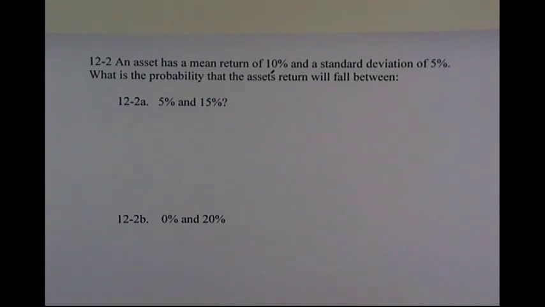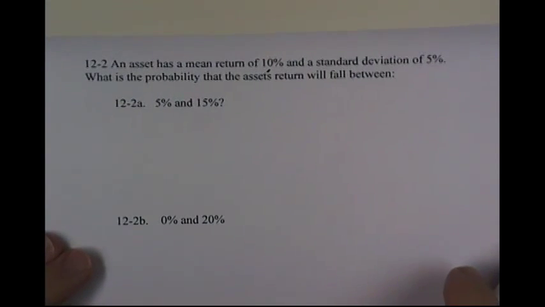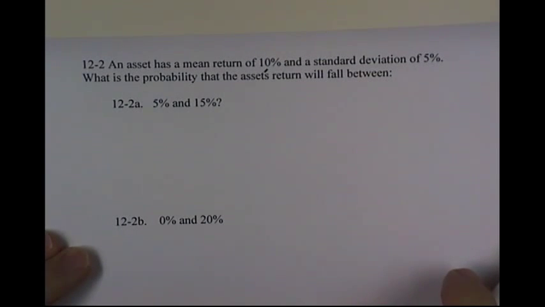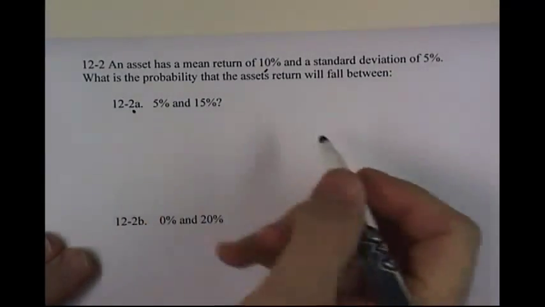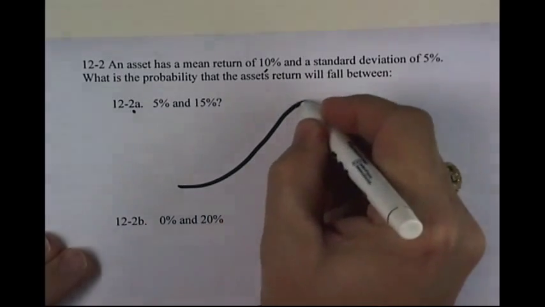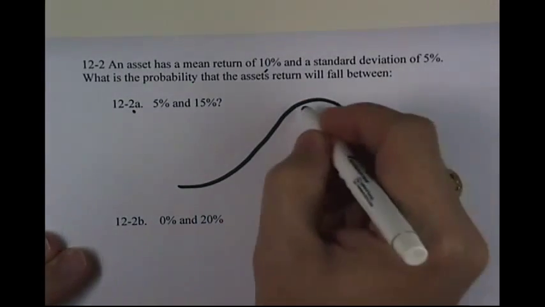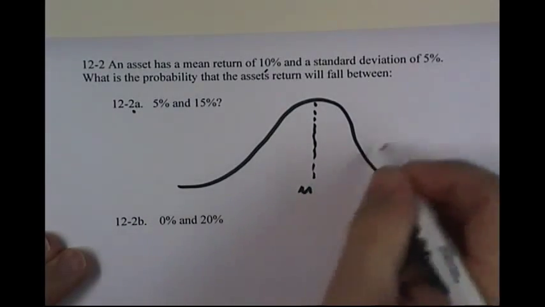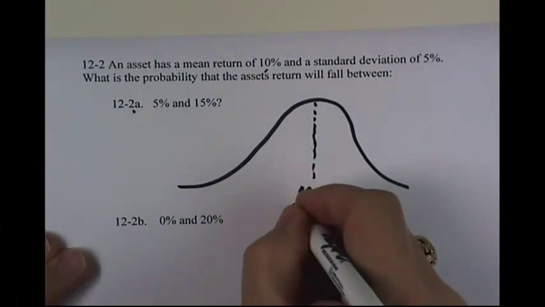In problem 12.2, it says an asset has a mean return of 10% and a standard deviation of 5%. What is the probability that the asset's return will fall between, for part A, 5% and 15%? If we draw our normal distribution, you remember it's centered at its mean return, which in this case is 10%.